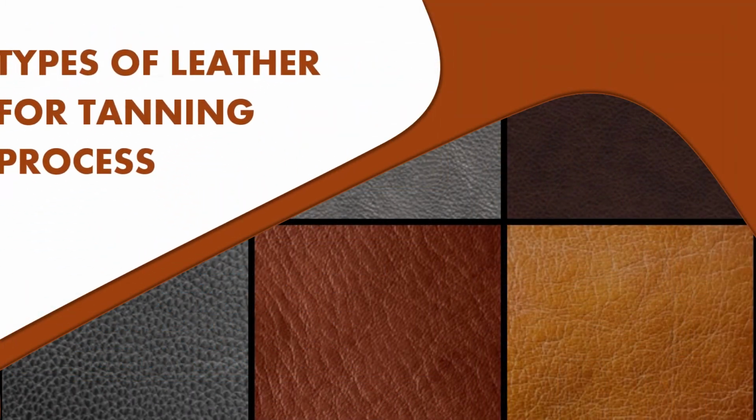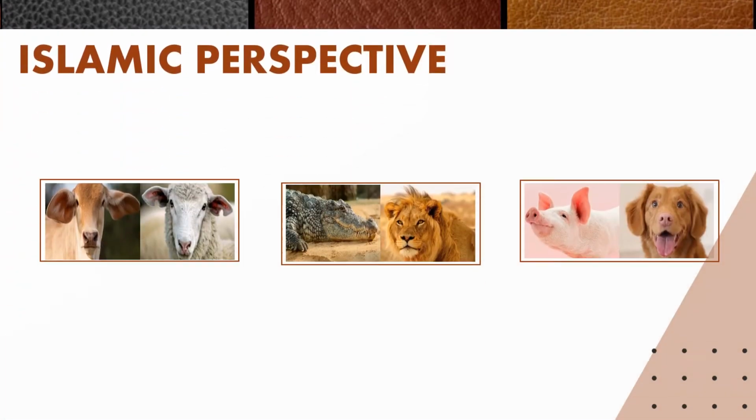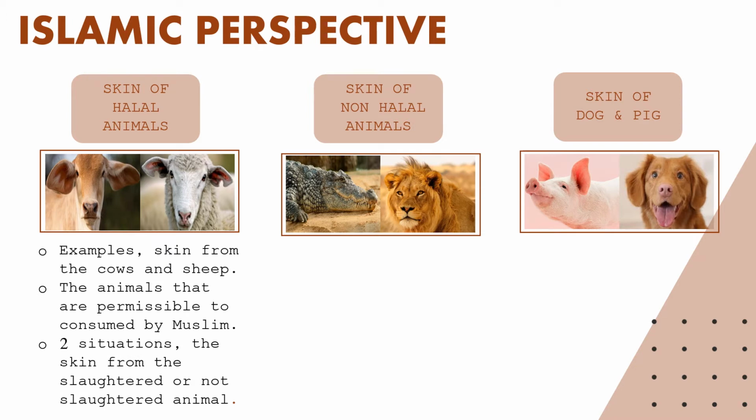Now, we continue with the types of leather for the tanning process. From the Islamic perspective, the skin is divided based on the types of animals. Firstly, the skin of halal animals, for example, skin from the cow and sheep. Halal animals are animals that are permissible to be consumed by Muslims. It can be in two situations, either the skin from a slaughtered or not slaughtered animal.